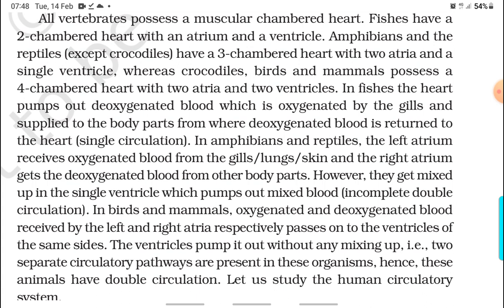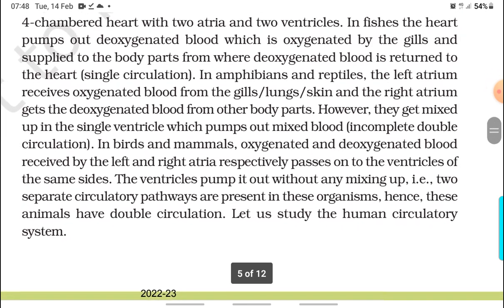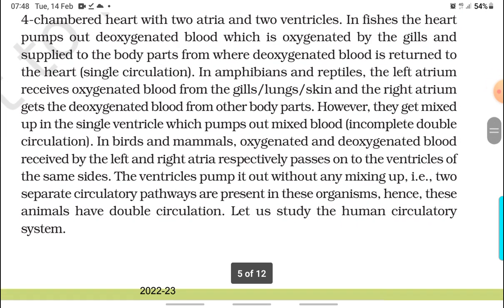Amphibians and reptiles, except crocodiles, have a three-chambered heart with two atria and a single ventricle, whereas crocodiles, birds and mammals possess a four-chambered heart with two atria and two ventricles. In fishes, the heart pumps out deoxygenated blood, which is oxygenated by the gills and supplied to the body parts, from where deoxygenated blood is returned to the heart: single circulation.